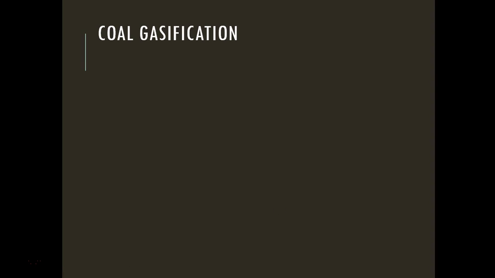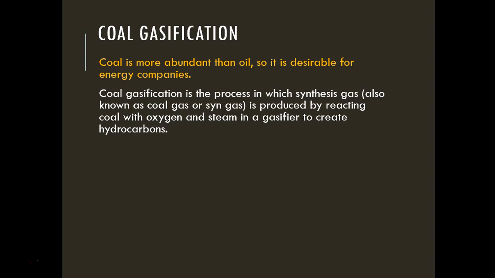All right, so coal gasification. This is basically the process of turning coal, which is essentially a rock, into gaseous hydrocarbons that we can use. Coal is a lot more abundant than oil, and it's actually easier to get at, so it's very desirable for energy companies. Now, gasification is the process in which synthesis gas is produced by reacting coal with oxygen and steam in a gasifier to create hydrocarbons. Synthesis gas is an overarching term that basically just means different carbon-based gases. A lot of times synthesis gas is carbon monoxide or various hydrocarbons.